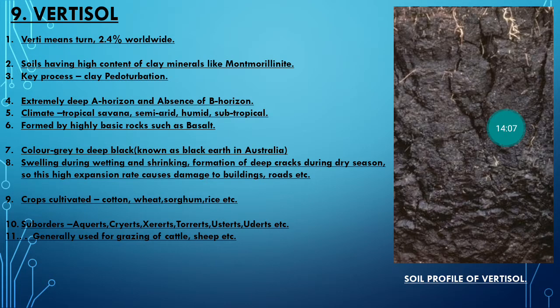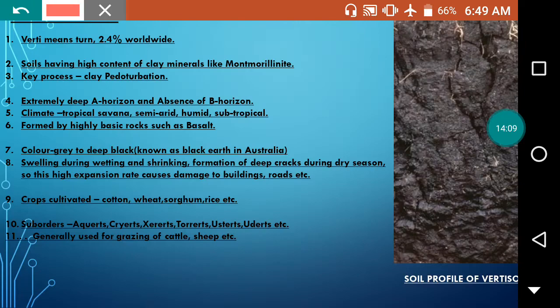And after that, vertisol. See here, this is the profile of vertisol. Verti means turn, and it occurs on 2.4% of the world's area, with soils having a high content of clay minerals like montmorillonite. The montmorillonite is maximum in these vertisols. The key process is clay pedoturbation. There is an extremely deep A horizon and absence of B horizon. Climate is tropical savanna, semi-arid, and humid subtropical.